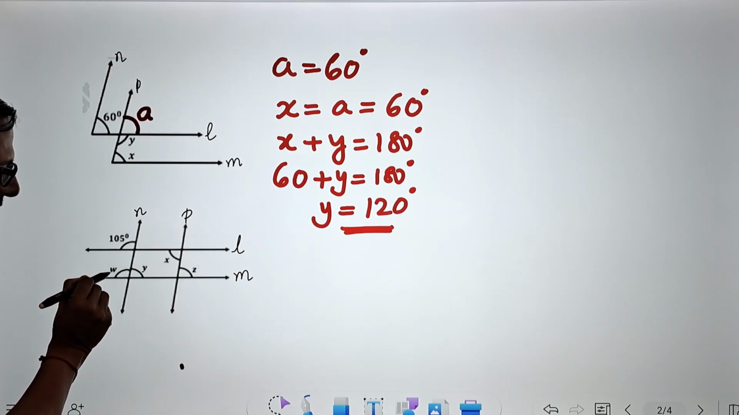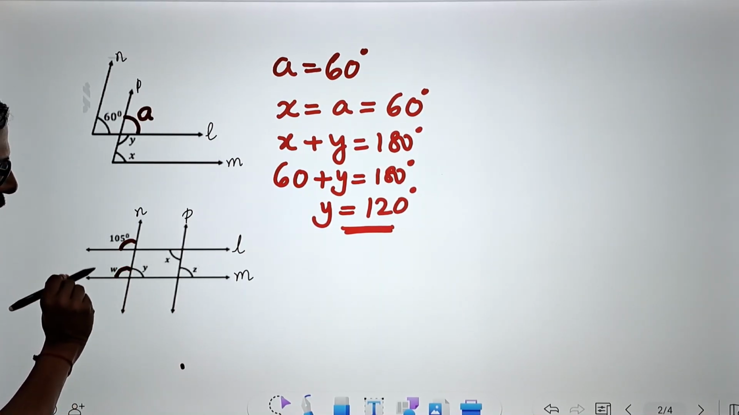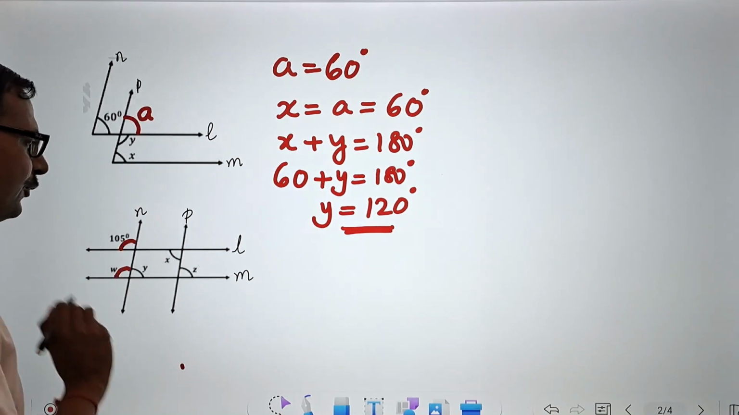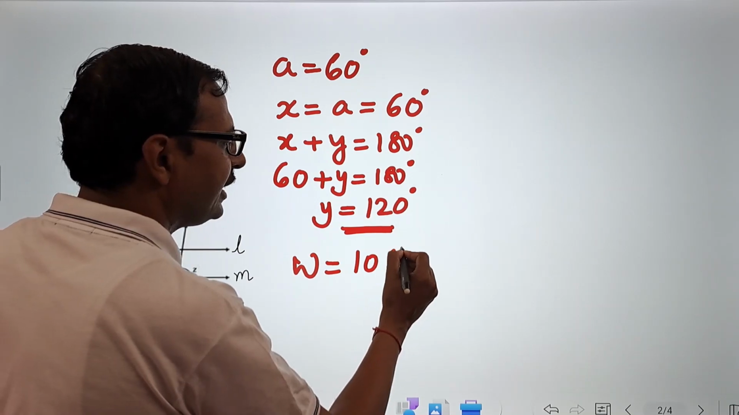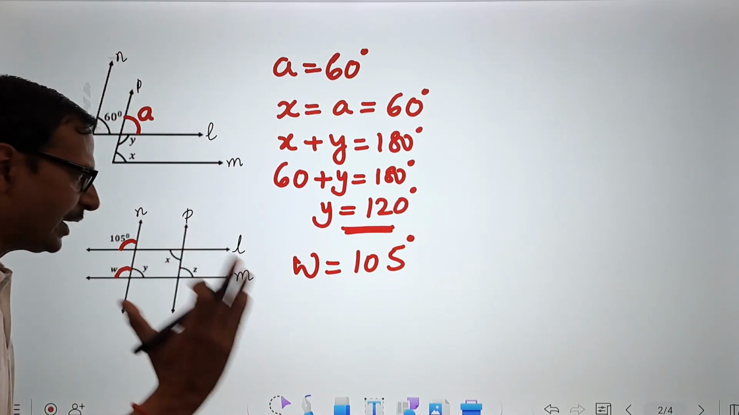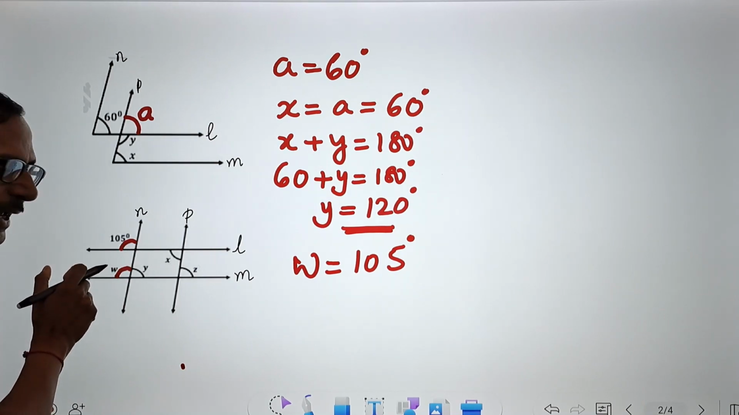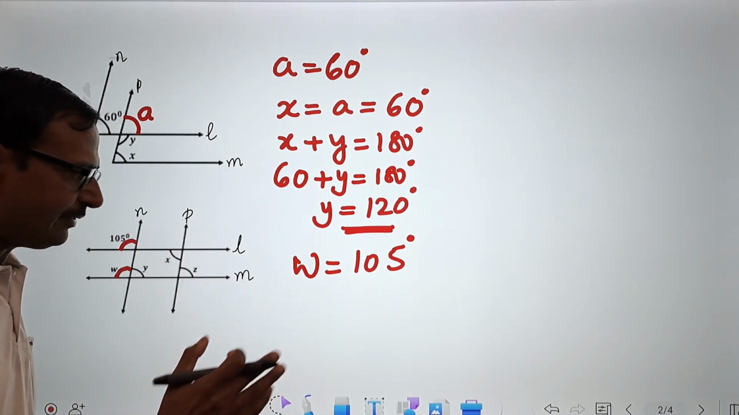If you observe this angle W and this angle 105, they are corresponding angles, and therefore W will automatically be equal to 105 degree. They are corresponding angles. I am not writing the reasons here, just trying to make you understand that they are corresponding angles and so they will be equal. So W is 105.